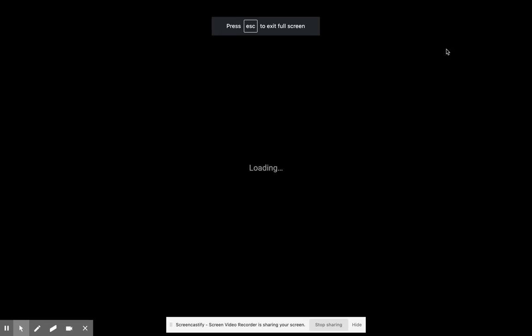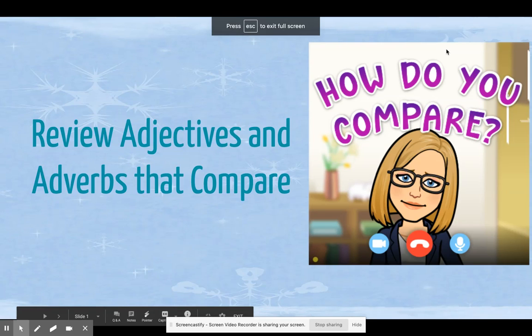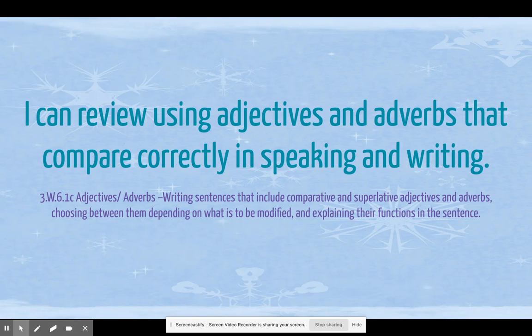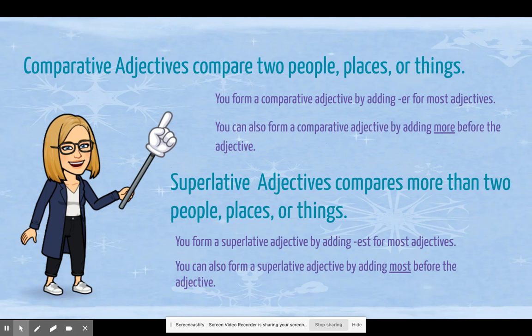Hey guys, so today we are going to continue to look at adjectives and adverbs that compare, and we are going to be reviewing them. We have been looking at these for the last couple weeks, and we should be getting better with them as we are moving forward. So our goal is: I can review using adjectives and adverbs that compare correctly in speaking and in writing. Okay, so we have two types of ways to compare adjectives and adverbs.